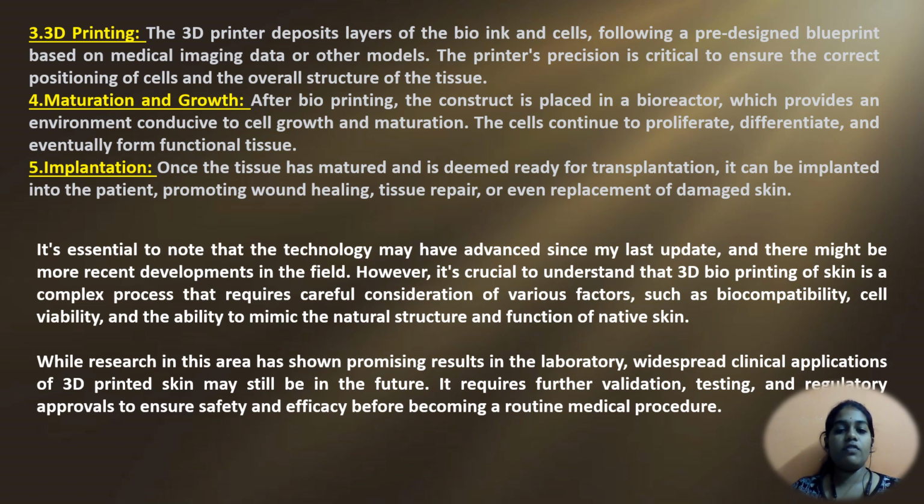Maturation and growth. After bioprinting, the structure is placed in a bioreactor, which provides an environment for cell growth and maturation. Implantation. Once the tissue has matured and is deemed ready for transplantation, it can be implanted into the patient, promoting wound healing and tissue repair. It is essential to know that the technology may have advanced since the last update and there might be more recent developments in the field.